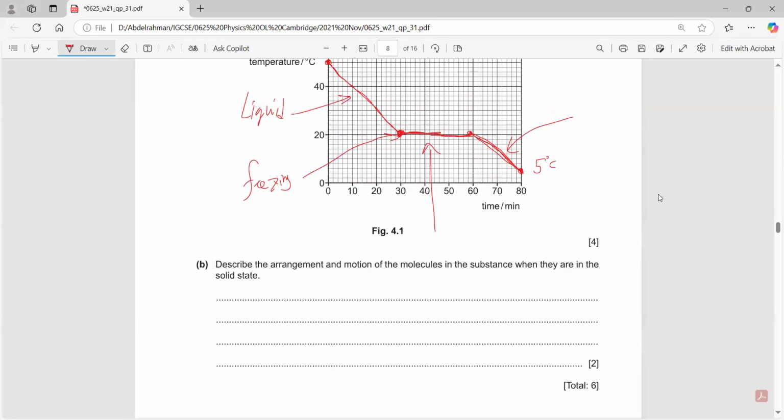Describe the arrangement and motion of the molecules in the substance when they are in a solid state. Arrangement and motion. What do we say in the motion? They vibrate in fixed place. And then, what about the arrangement? They are close together. You can say it has a regular arrangement. They are close together and they vibrate in fixed place.